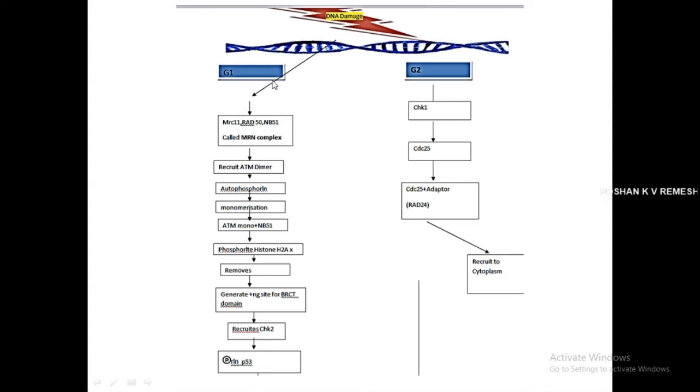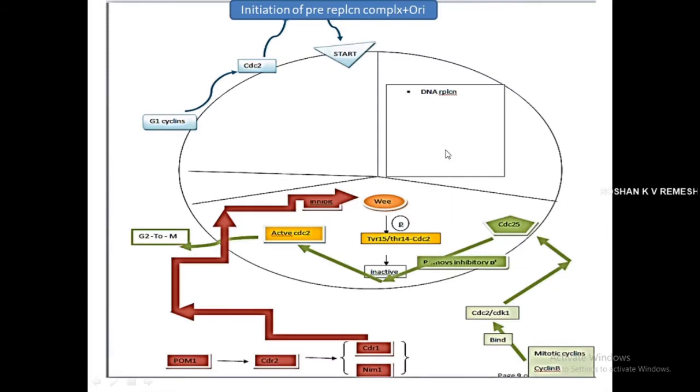In the case of the G1 phase of the cell cycle, another protein that gets recruited over here is CHK2. But now we are talking about the G2 phase of the cell cycle. So from this point to this point, all of them are similar in the case of the G2 phase as well. But instead of recruiting CHK2, here in the G2 phase it is CHK1, not CHK2. That CHK1 phosphorylates another protein, that is CDC25. You might have remembered it.